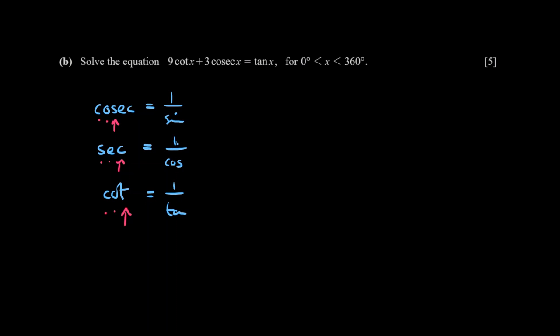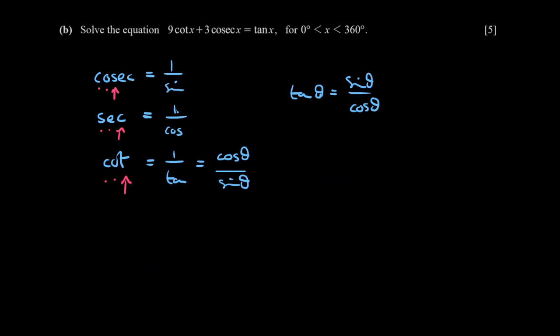And we should also know the identity that tan x or tan theta is equal to sine theta over cos theta. And therefore, that means that cot, which is 1 divided by tan, is going to be the inverse of that. It's going to be cos theta over sine theta. Okay? All right, then, how can we use this in this equation?